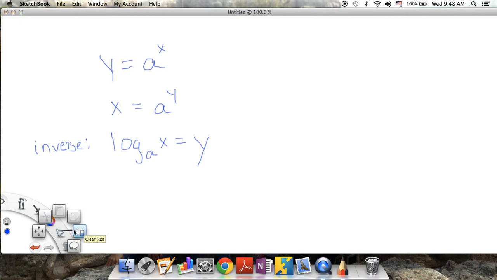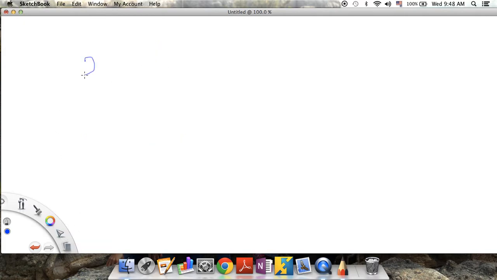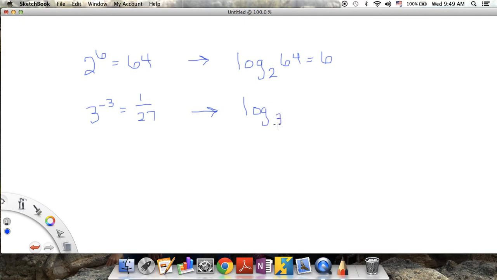So let's try a couple of these. Let's say we have 2 to the 6th equals 64. If we want to change that to a different way of expressing it, express it in logs, then we have log, our base is 2, our answer is 64, and our exponent is 6. We have 3 to the negative 3rd equals 1 over 27. We want to change that. Our base is 3. Our answer is 1 over 27. And our exponent is negative 3.